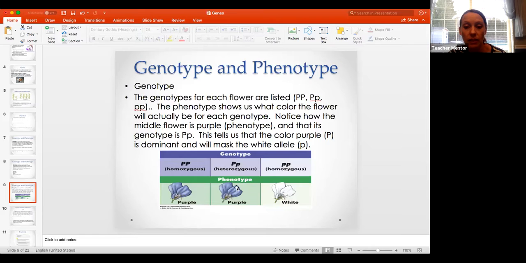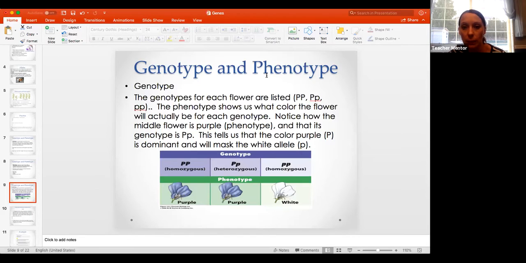Underneath them is the phenotype, and this is again what we're going to see. So as we think about if we have homozygous dominant purple, we see a purple flower. We have heterozygous, we get a purple flower. We have homozygous recessive white, we get white. Okay, so notice here that middle flower right here.